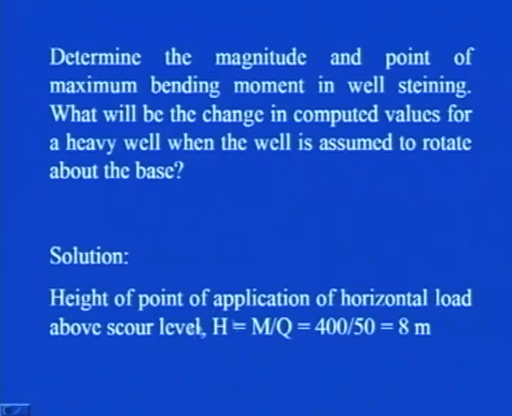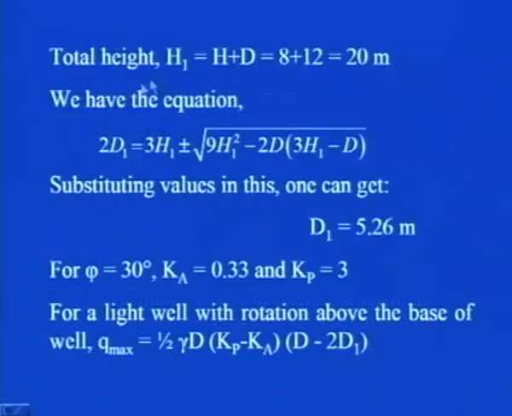The height of the point of application of the horizontal load above scour level, which I can obtain as M by Q, because the horizontal load is given and the moment is also given. So, you can get this height h as M by Q, which works out to be 8 meter in this particular case, because M is given to be 400 ton meter and Q is given to be 50 ton. Then the total height, which is h1, will be equal to h plus D, and D is given as 12 meter. So, that results in h1 being equal to 20 meter.